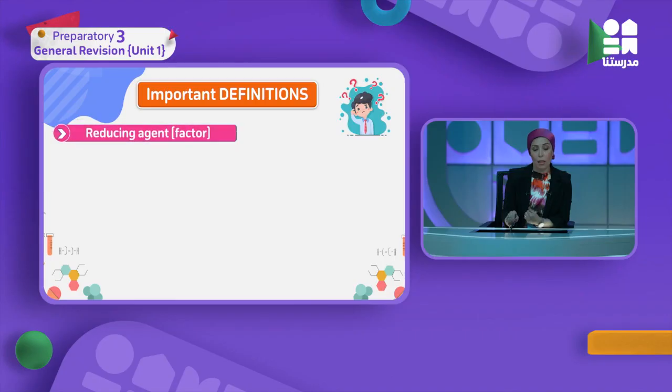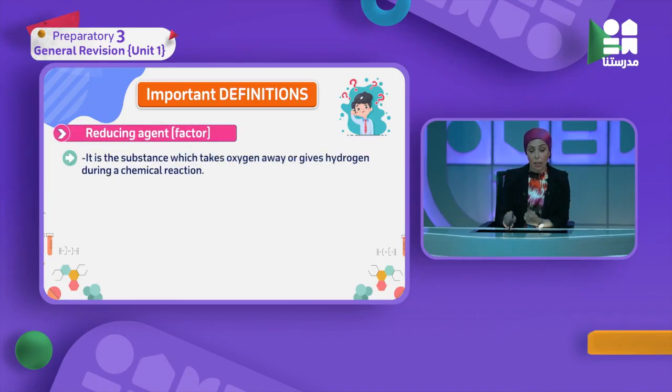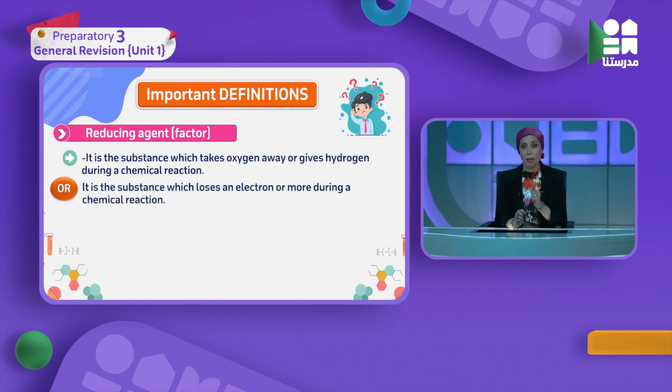Now if I want to define a reducing agent in the two ways. A reducing agent is the substance that takes, because reduction is a process of decreasing oxygen. So in this case the reducing agent is the substance that takes oxygen away or gives hydrogen during the chemical reaction. Concerning losing and gaining, the reducing agent is the substance that loses electrons during the chemical reaction.